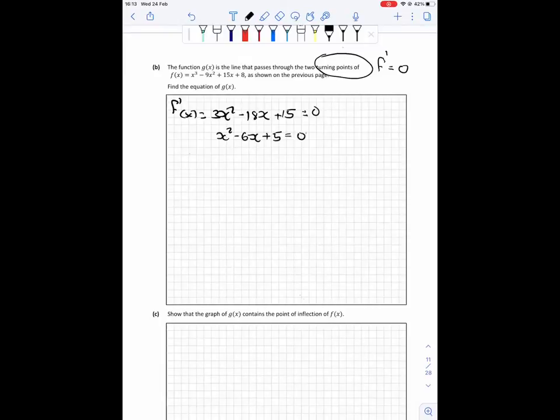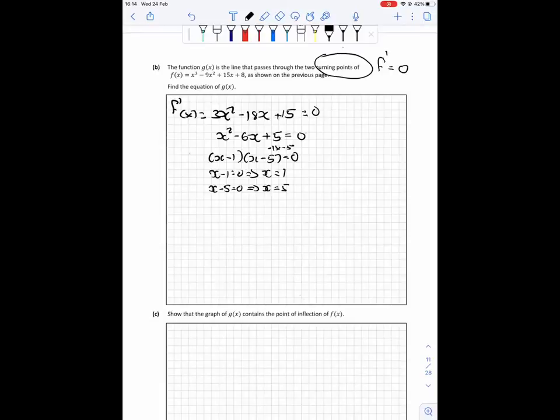I can factorize or use the minus b formula. I will factorize. So I know that minus 1 times minus 5 will give me 5, and minus 1 plus minus 5 will give me minus 6. Therefore, my factors are x minus 1 and x minus 5. I'm multiplying two numbers to get 0. So one option is that x minus 1 is 0, which means x equals 1. And the other option is that x minus 5 equals 0, which means that x equals 5. These are the x's. I still need to find the y's.